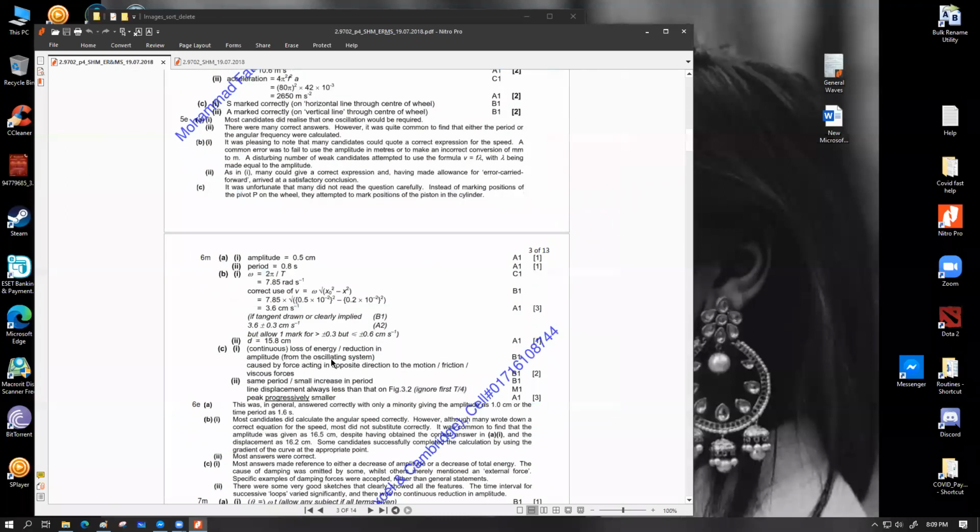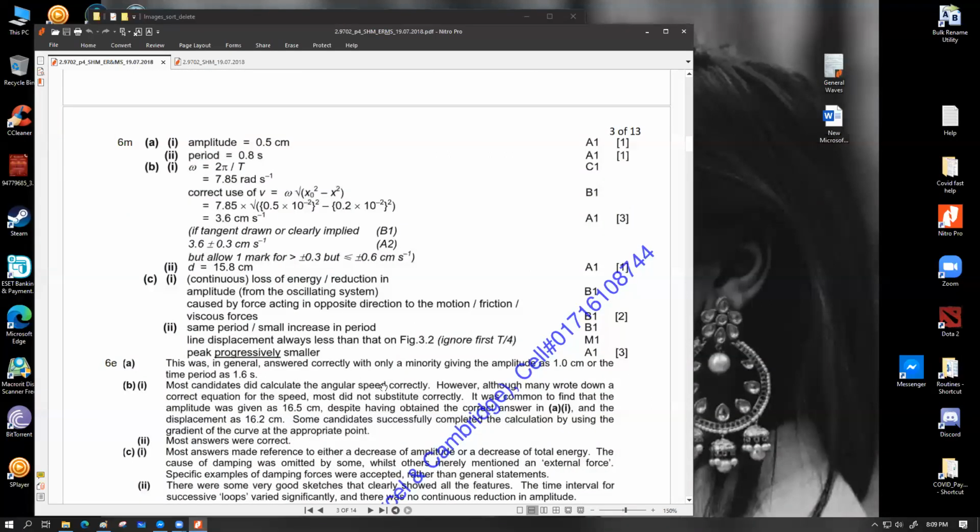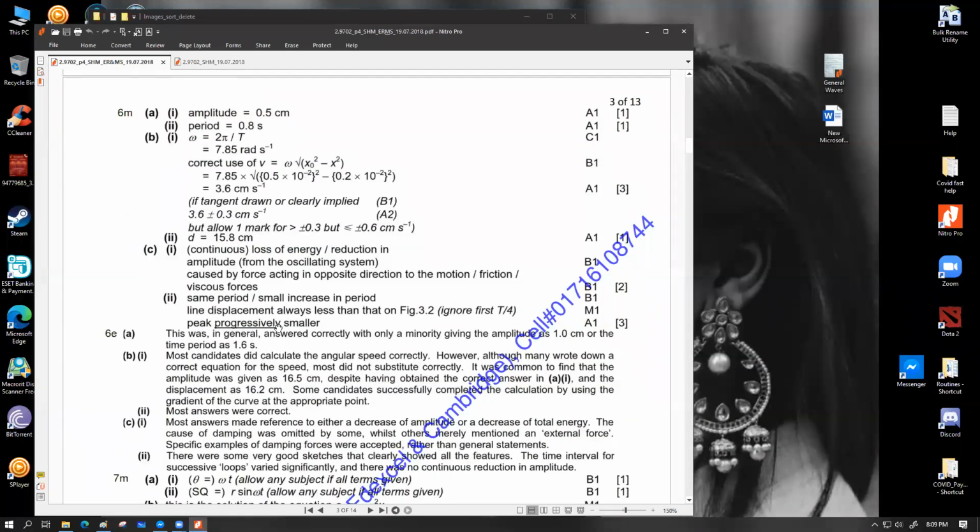Continuous loss of energy or reduction in amplitude from the oscillating system caused by force. Acha na eta. Same period or small increase in period. Small increase in period কেন বলছে? What is this? I have no clue why this could be a thing, because in this case we do not have. Acha, examination দেখতে হবে. আচ্ছা, examination দেখি। Amplitude always less than that on figure 3.2. Ignore first T/4. Peaks progressively smaller.